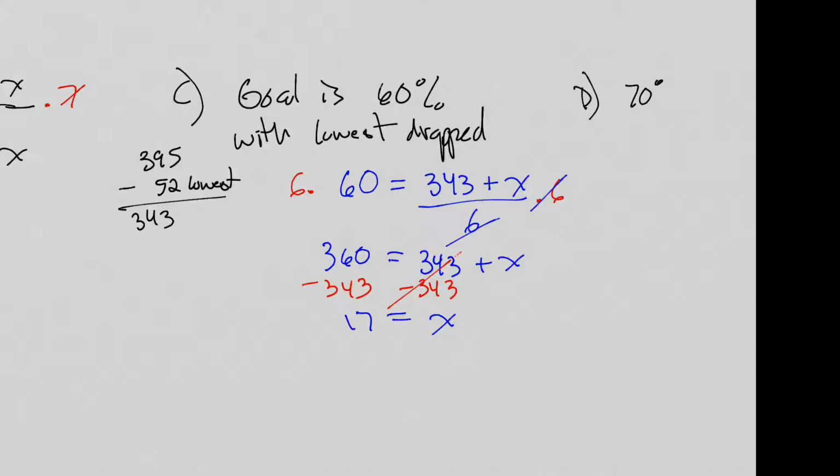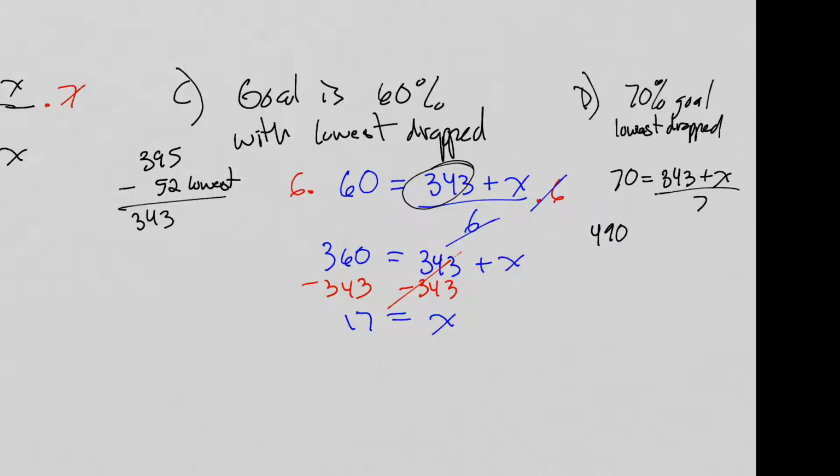So 70% is our goal. Lowest dropped. So that means we're still going to have this 343 here. We're just going to change the 60 to a 70. So we still need 490. Oops, I keep messing that up.